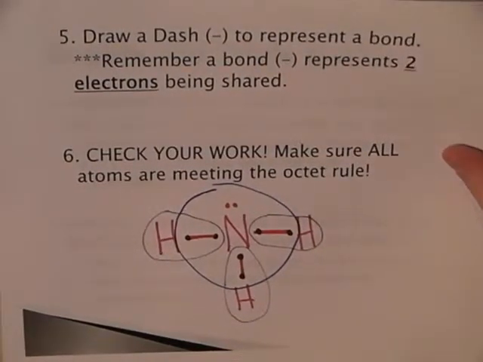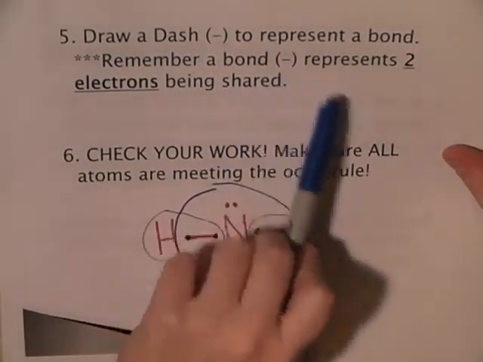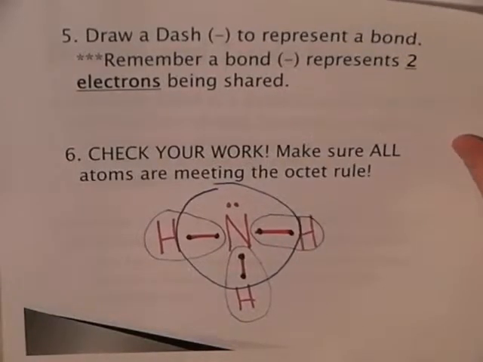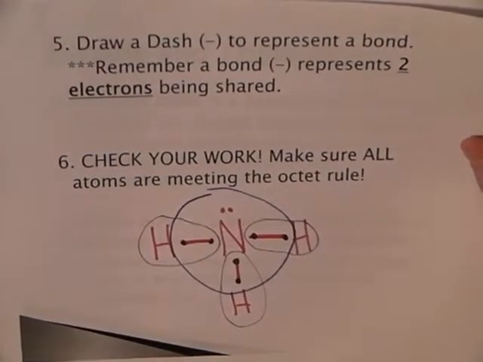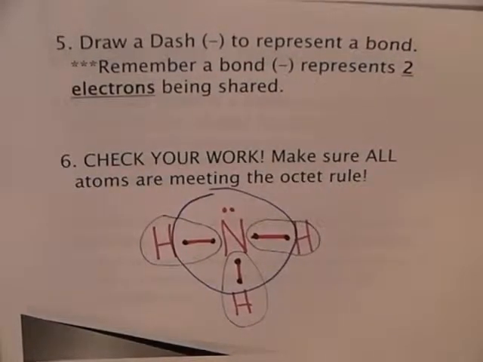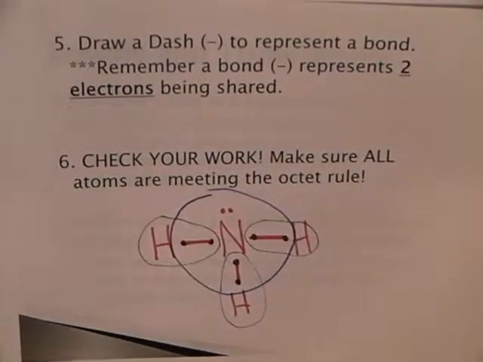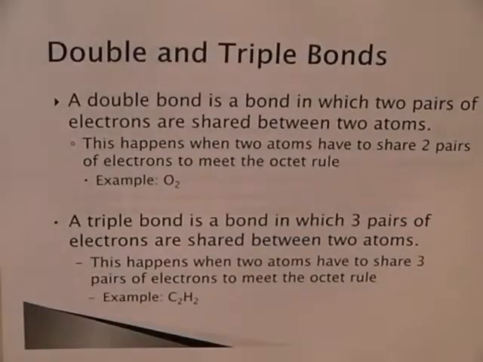A couple of other things. As it says, remember a bond represents 2 electrons. If you have any experience at all, or if you've even seen other structures drawn, we know that there's not just single bonds that exist. We have single bonds, double bonds, and triple bonds. Triple bonds are the most that we'll have.